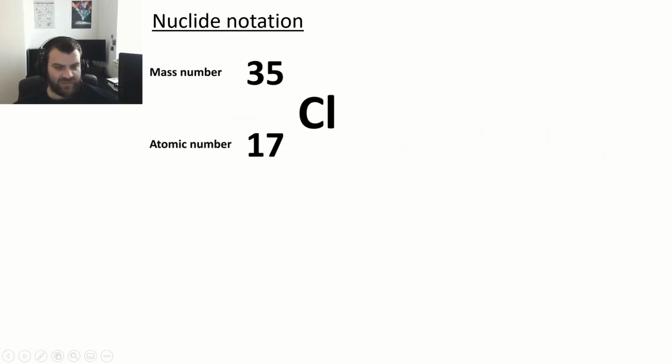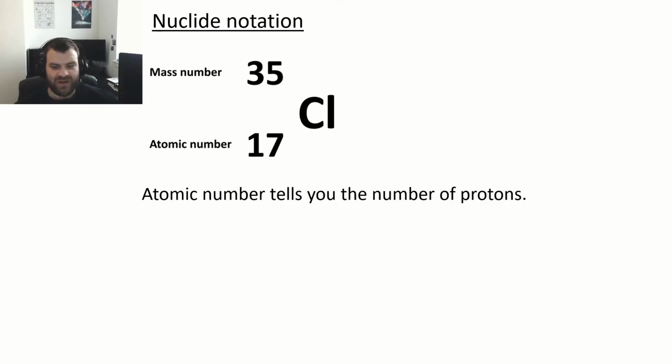Next, we'll move on to talk about nuclear notation. This is a short, concise way of representing the information about protons, electrons, and neutrons in an atom or in an ion. So our atomic number tells us the number of protons. We can see that in our diagram here. It's also found in our data booklet. So that means that we've got 17 protons in this atom of chlorine.